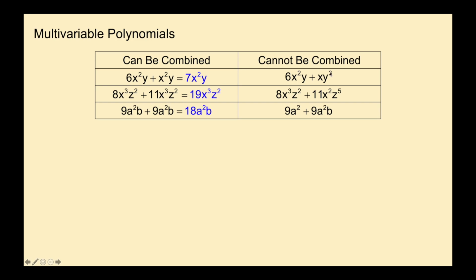Now for examples that cannot be combined, here I've got x squared y, and since this one is not x squared y, we cannot combine them. So that would be considered simplified since we can't combine. For the next one, I've got x to the third z squared. This is not x to the third z squared, so they cannot combine. And then here I have a squared, and since this is not just a squared, we cannot combine these.